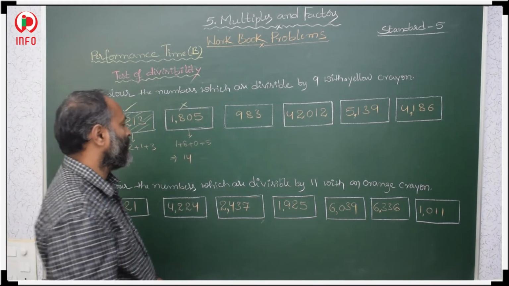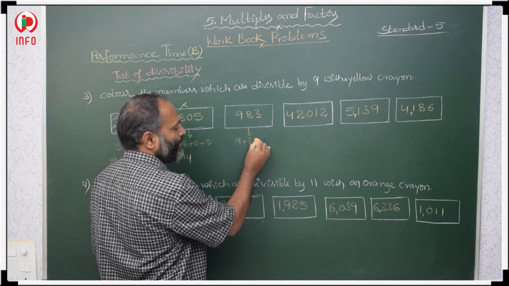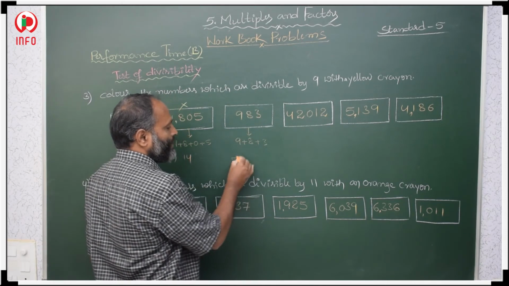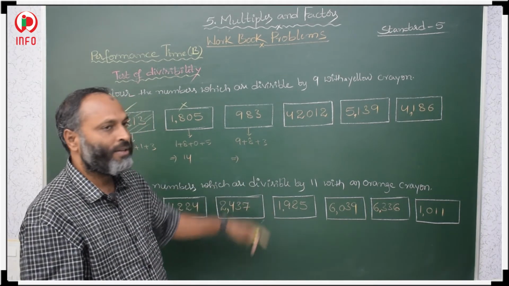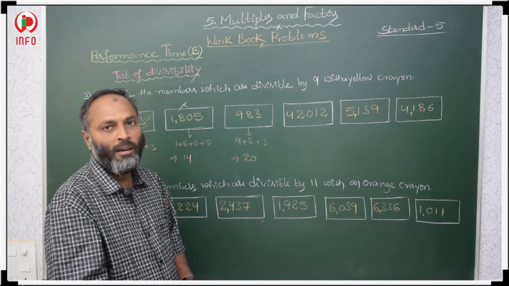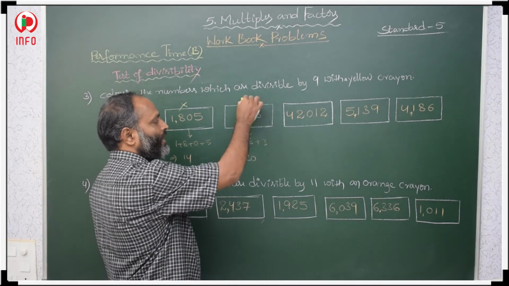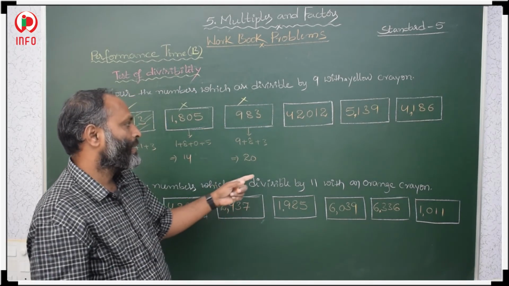Then the next one. Here, find the sum of the digits. 9 plus 8 plus 3. 9 plus 8 is 17. 17 plus 3 is 20. 20 is not divisible by 3 or by 9. So, the number is not divisible by 9. Okay.